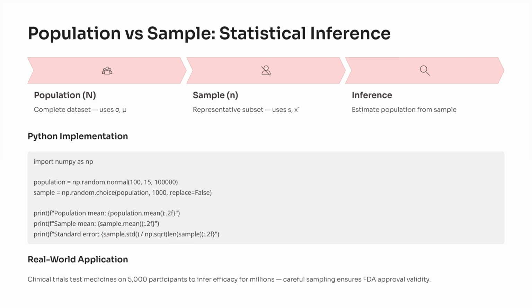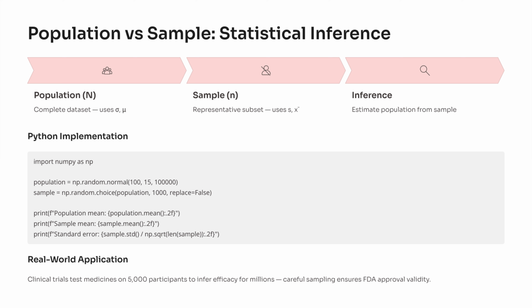The population's mean represents the true average. The sample's mean gives us an estimate of that average, and the standard error, which we calculate by dividing the sample's standard deviation by the square root of its size, tells us how close that estimate is likely to be to the population value. Now, this short script brings statistical inference to life, using a small sample to make reliable statements about a much larger population.